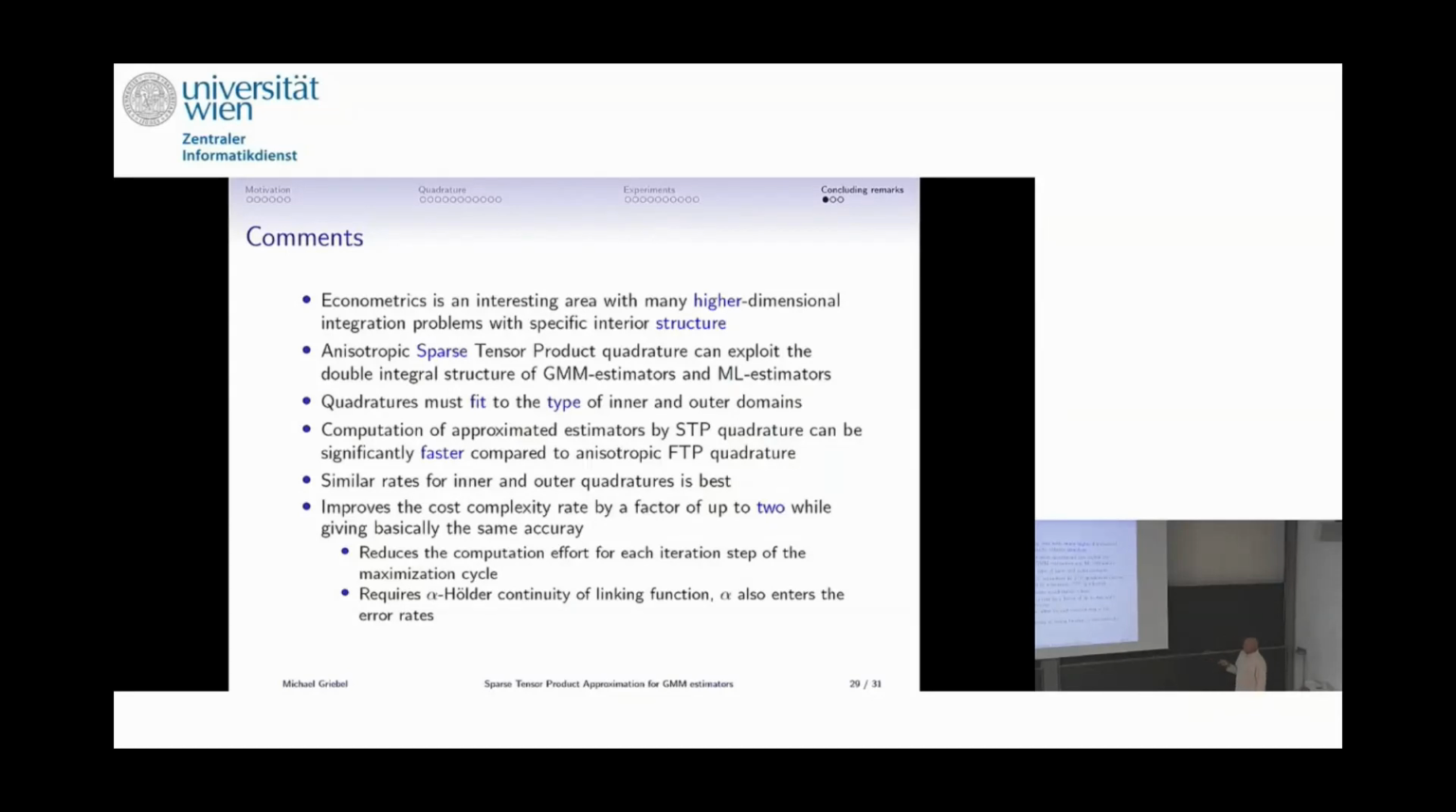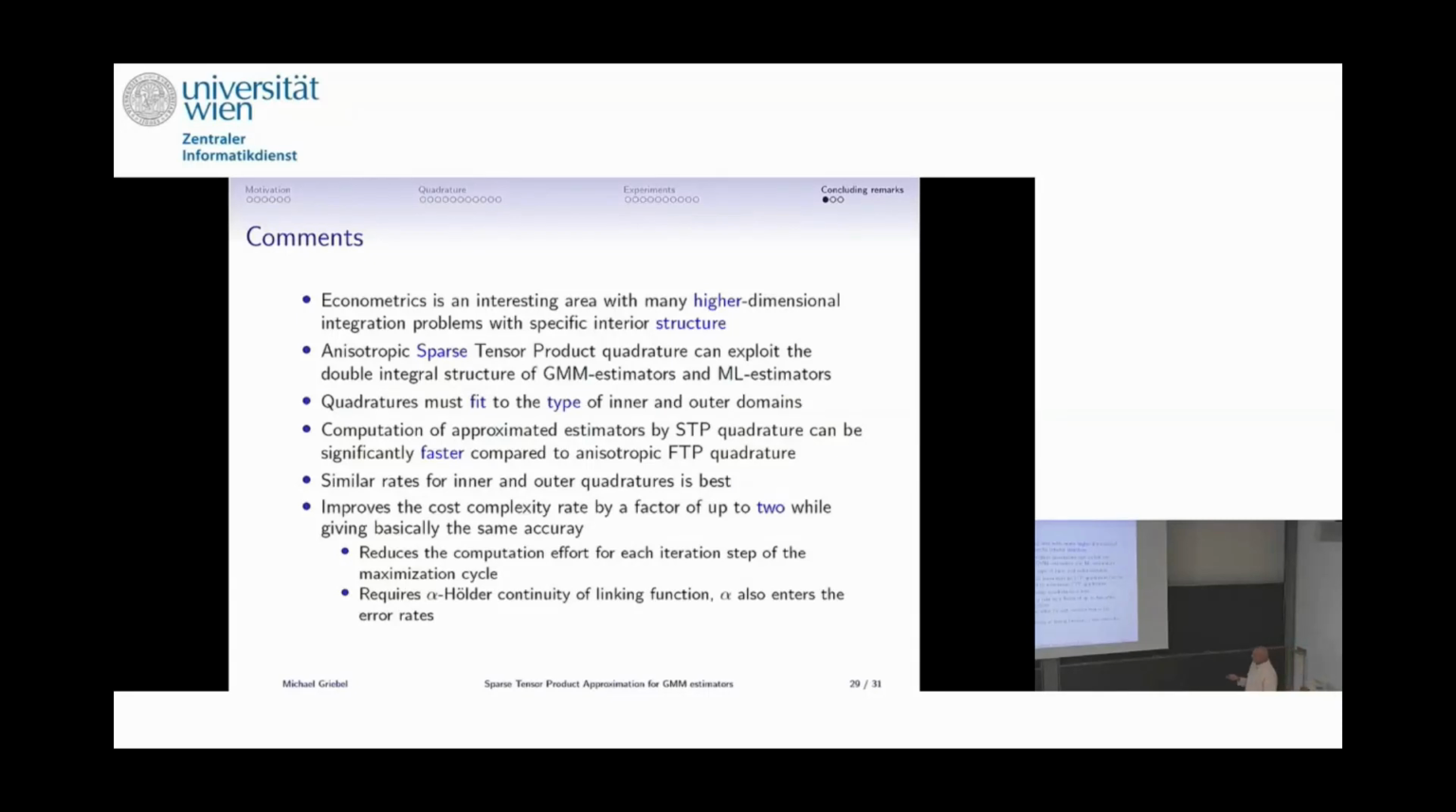We get a factor of up to 2 with nearly the same accuracy. And this reduces, of course, the computational effort for each iteration step in the maximum cycle tremendously. As usual, you have a cycle, and you have a cycle in the cycle and another cycle in the cycle. This was the structure here: outer maximization, then the first integral, then the second integral. And of course, if you can make things faster in the interior of such a cycle, you gain tremendously.